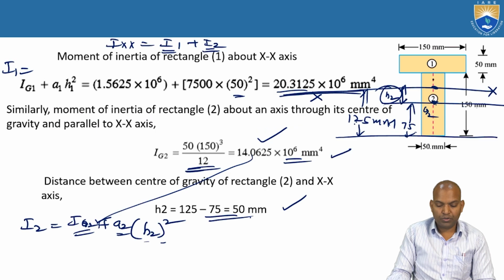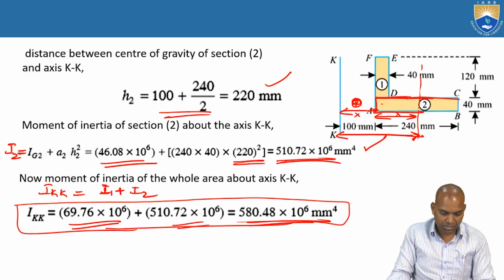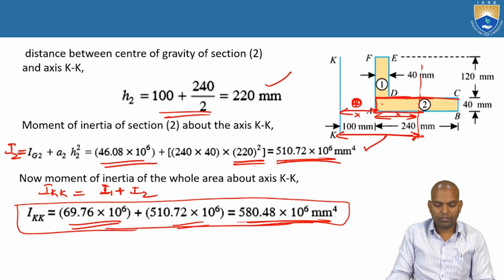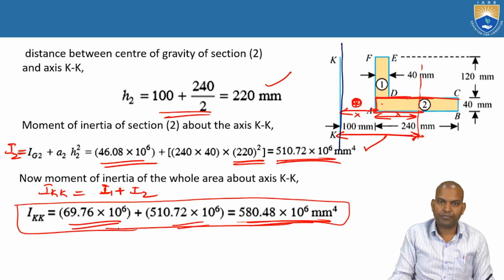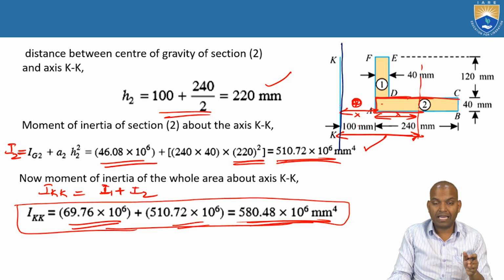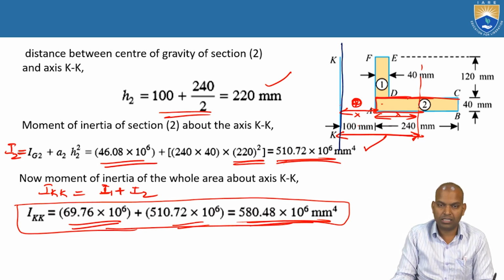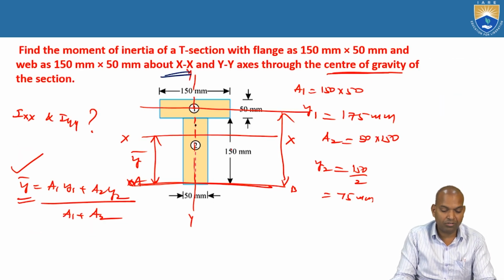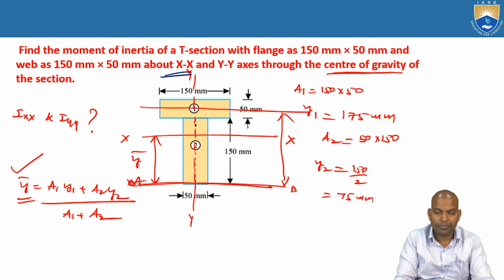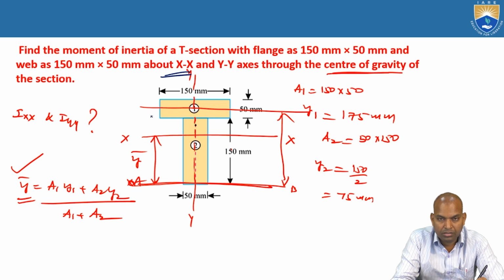Okay. In this composite section part, we studied two sections. One is the L section and another one is the T section. In the L section, we did not find any center of gravity because we already located the reference axis KK, which is not passing through the center of gravity of this L section. That's why there is no need to calculate the center of gravity of this section. Whereas in the case of the T section, we calculated the center of gravity, because it is asked that the moment of inertia be about the axes passing through the center of gravity. That's why we have to calculate the center of gravity.